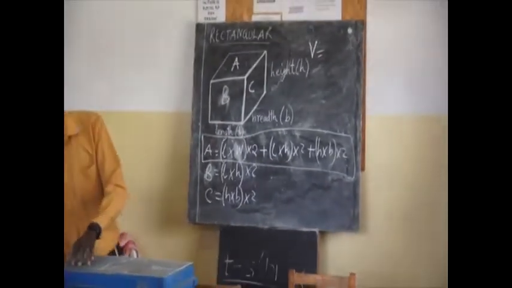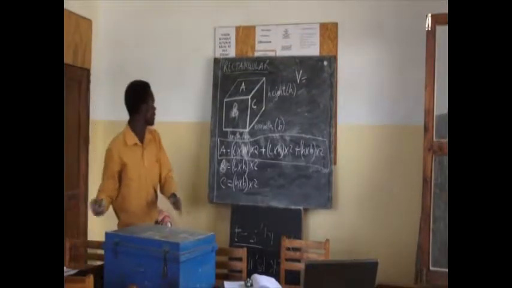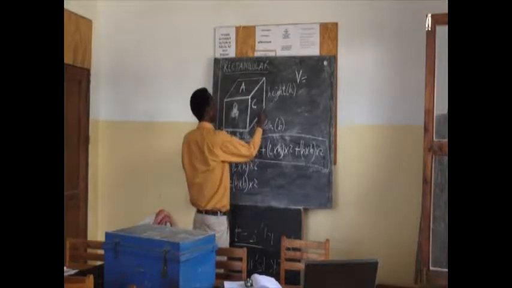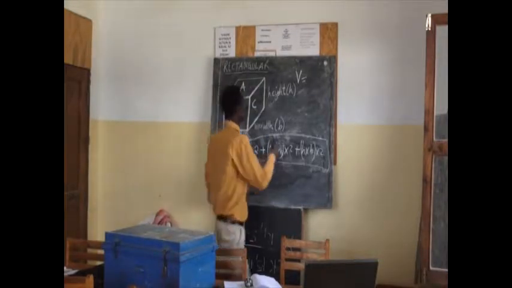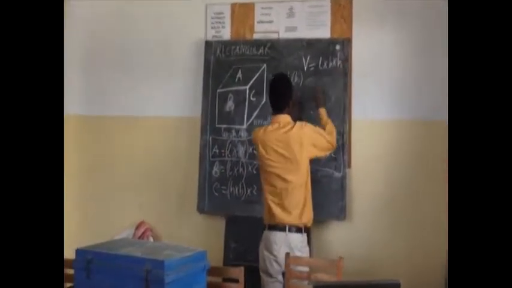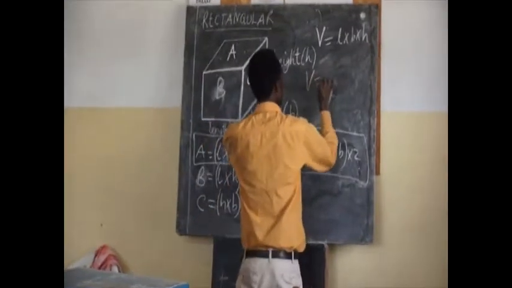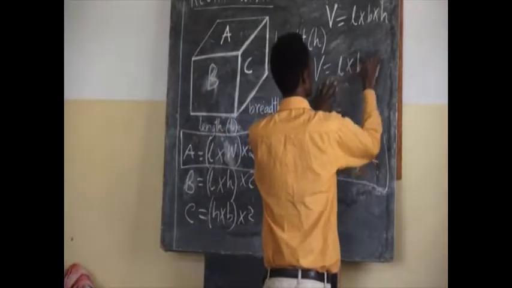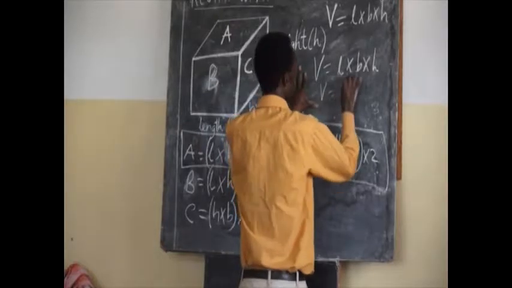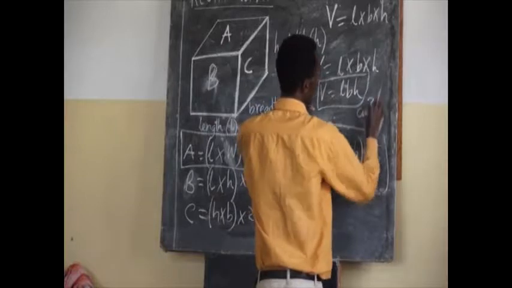Now the volume of this box, we just want to know the area of the base. This is the area of the base. This one times this one, then you multiply by its height. And therefore it becomes length times breadth times height. Now volume of the rectangular box is given as volume is equal to length times breadth times height. Now V is equal to LBH, which is measured in terms of centimeter cubed or meter cubed.